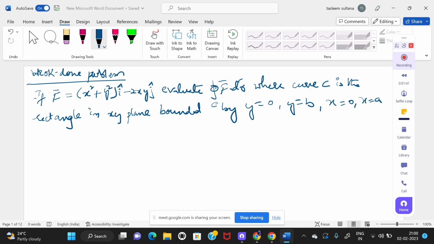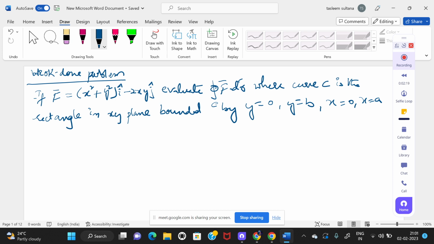Did you get that question clearly, Aditya? Somewhat, but not sure. What they are asking is, they have given an F vector, and they are asking to evaluate the line integration where C is the rectangle. The rectangle is bounded by y equal to 0 and y equal to b. That means your limits of y are from 0 to b and x limits are from 0 to a. Now you have to do the complete work done for that rectangle.